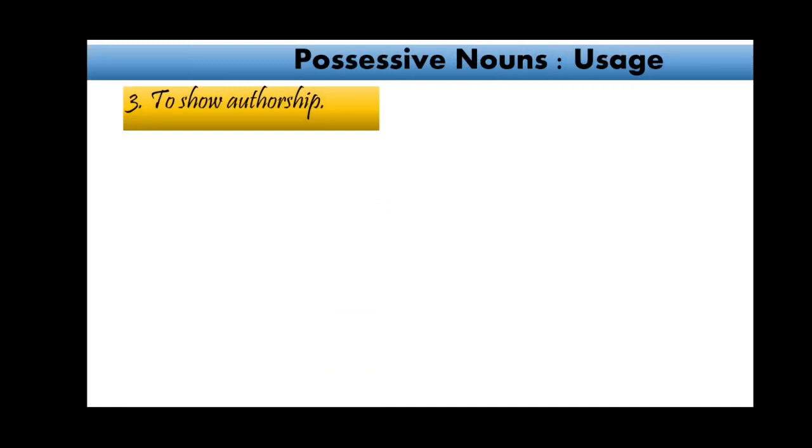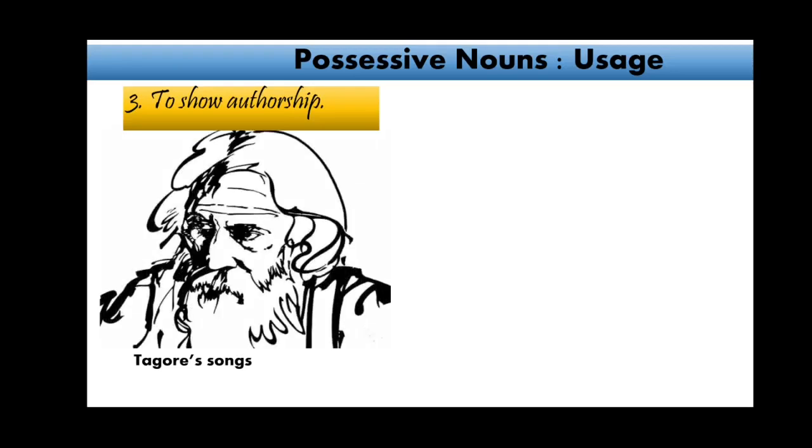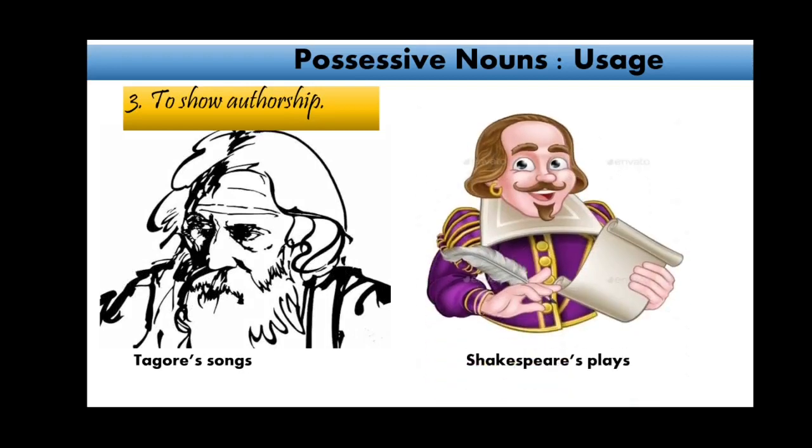For the third point, if you want to show any kind of authorship, like if you have written a book or a poem, then I am going to mention you. You are owning it. So the authorship of yours could be shown with the help of possessive noun. Like here the example given is Tagore's songs or Shakespeare's plays. So we are showing the authorship with the help of possessive nouns. Let's have a look at the next point.